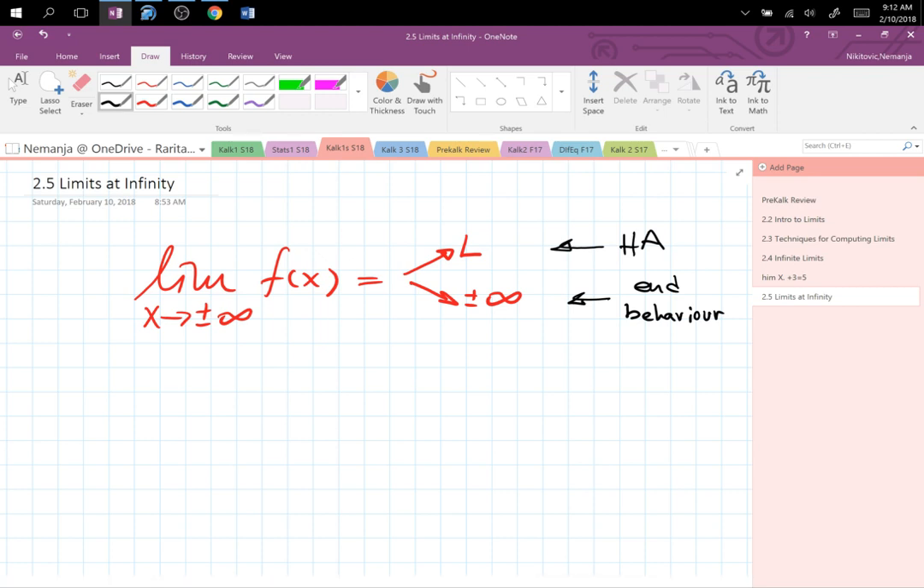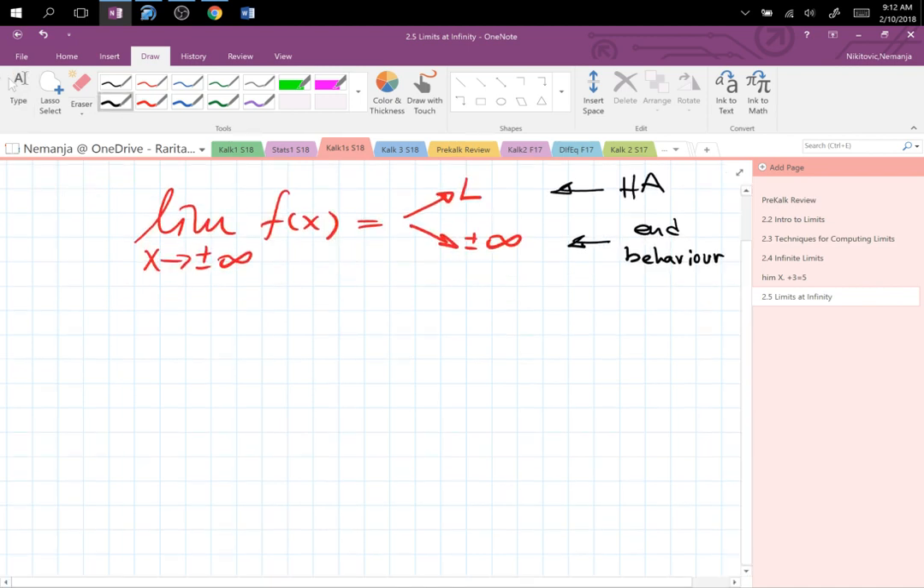I'm going to start with the end behavior, and then we are going to look at the horizontal asymptotes with a definition. So you have a definition and a formula for vertical, and then you will have a definition and formula for horizontal asymptotes. But before we get to that, let's take a look at the end behavior of functions.